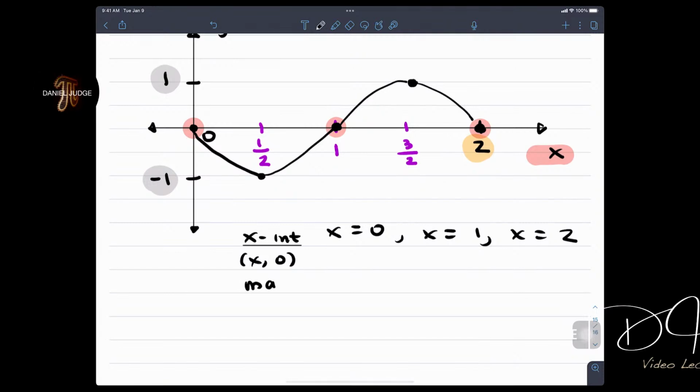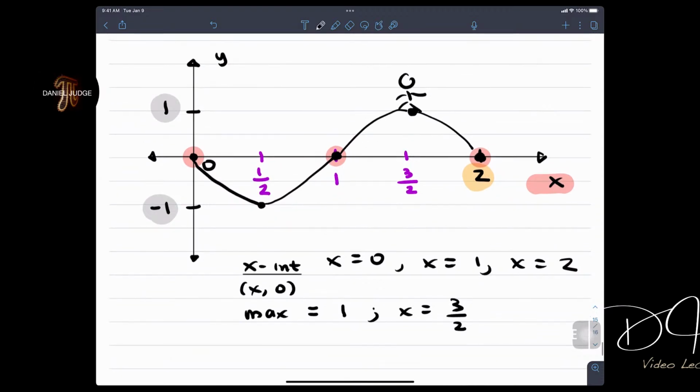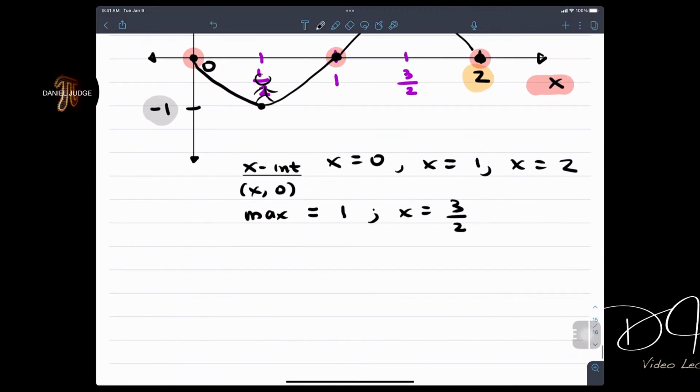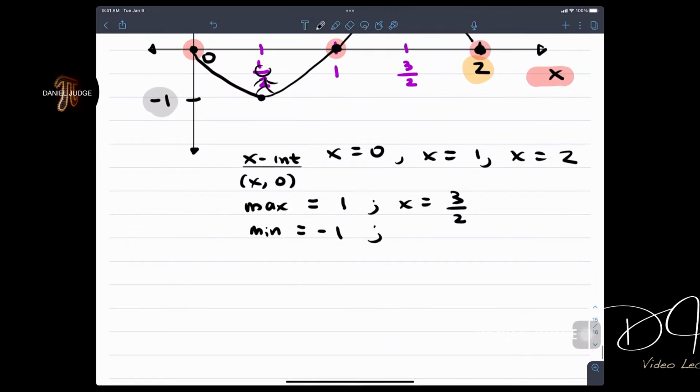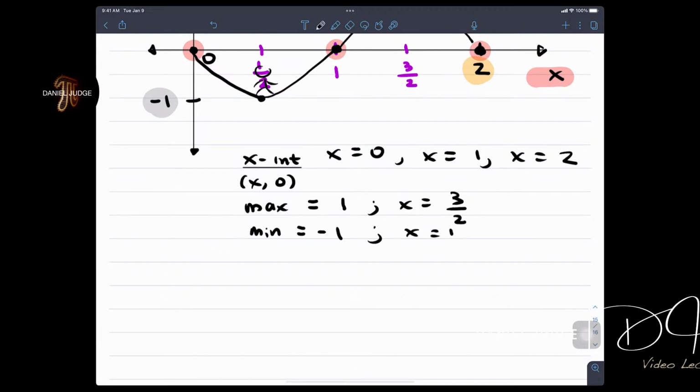The maximum value, you're on top of the hill. The maximum value is 1. There's the altitude. And then that happens when x is 3/2, because you're standing up here again. You're in the valley right in here when x is 1/2. But that valley has a minimum altitude of -1, and then that happens again when x is 1/2.